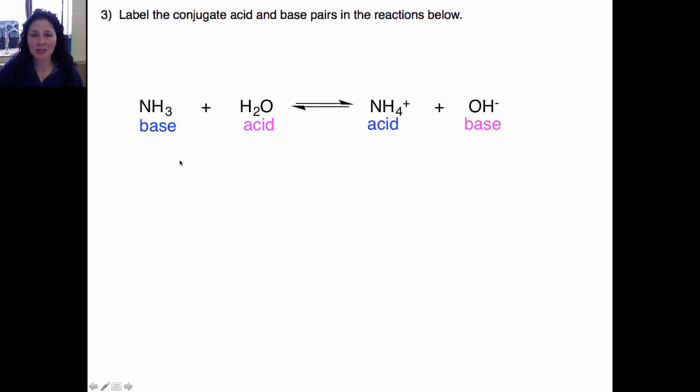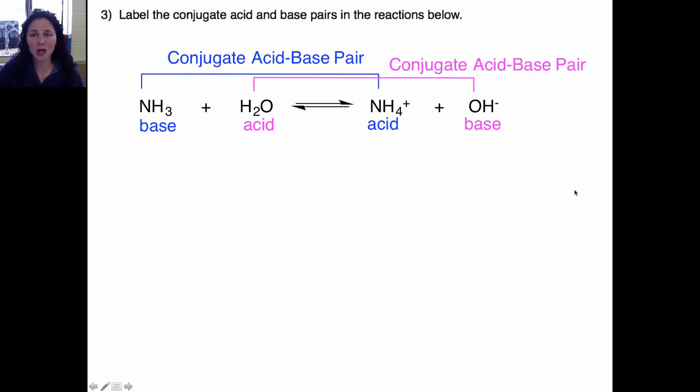The conjugate acid-base pairs are the things that differ by only one proton. Ammonia and ammonium ion are similar except they differ by one proton. They are conjugate acid-base pairs. Water and hydroxide ion are similar except they differ by one proton, so they are also conjugate acid-base pairs. Once again, please note that the acid version has one more proton than the base in both cases. And the charges are different based on the number of protons present.